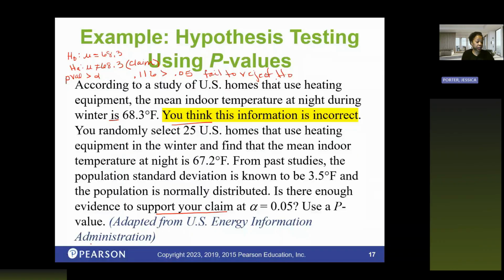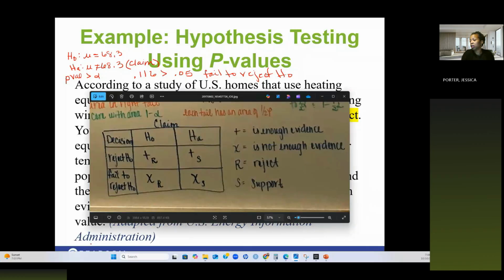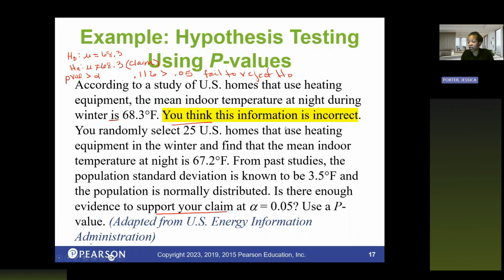the null hypothesis. Well, if you grab your decision rule that we talked about before, our claim was the alternative hypothesis, and we failed to reject, so that means there is not enough evidence to support the claim that you think this information is incorrect, that the mean indoor temperature is 68.3.